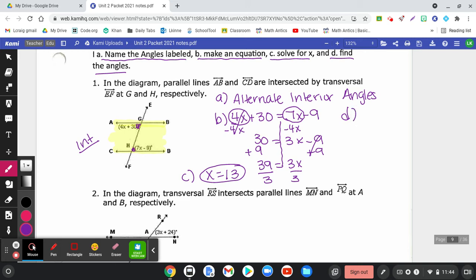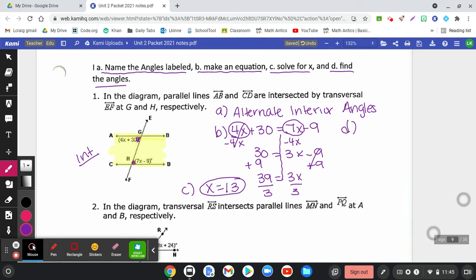Remember, in this entire picture, there are 8 angles altogether, but there's only 2 sizes. So to figure it out, let's plug it in. Instead of 4 times x, we know x is 13. 4 times 13 plus 30. And when you calculate that, you end up getting 82 degrees. So all the little tiny angles are 82 degrees.